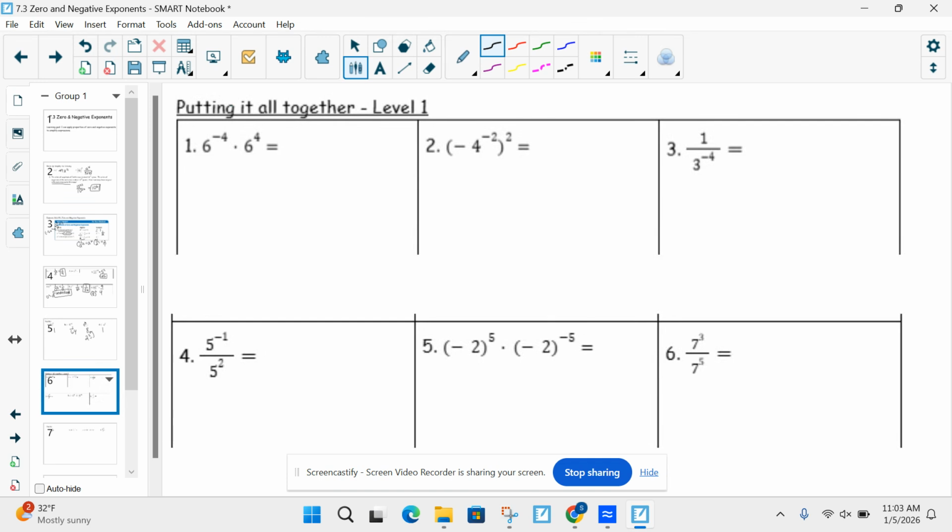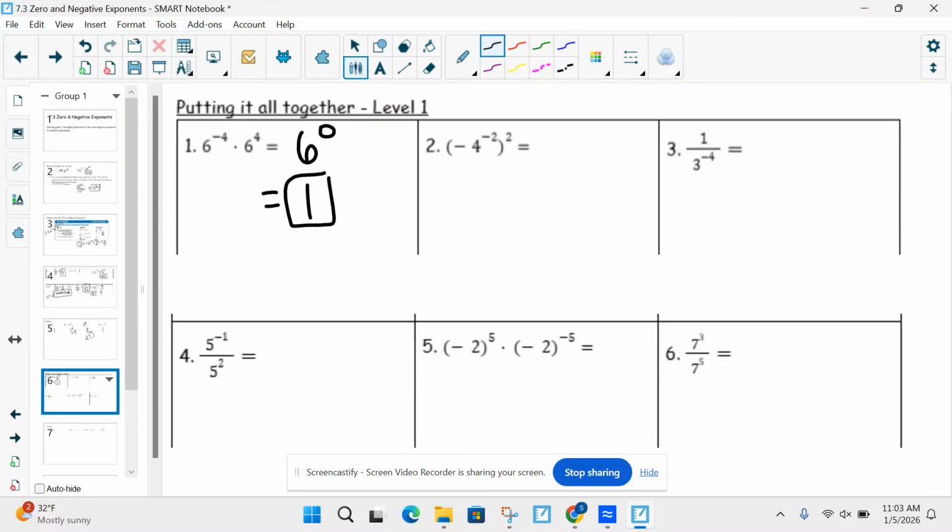Okay, so for number 1, anytime you have a power times a power with the same base, you add the exponents. But you keep the base the same. So we're going to keep the base the same, but add the exponents. So negative 4 plus 4 is 0. Oh, look, what do you know? It's 6 to the 0 power, which is 1. So the answer is 1.